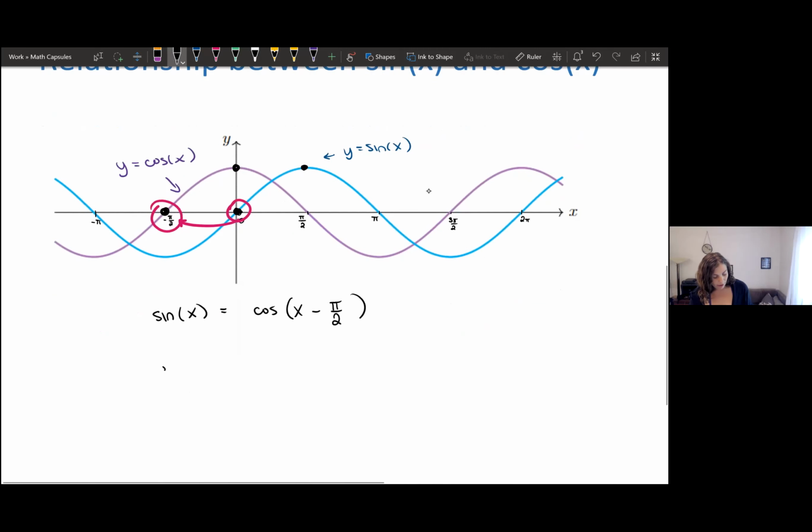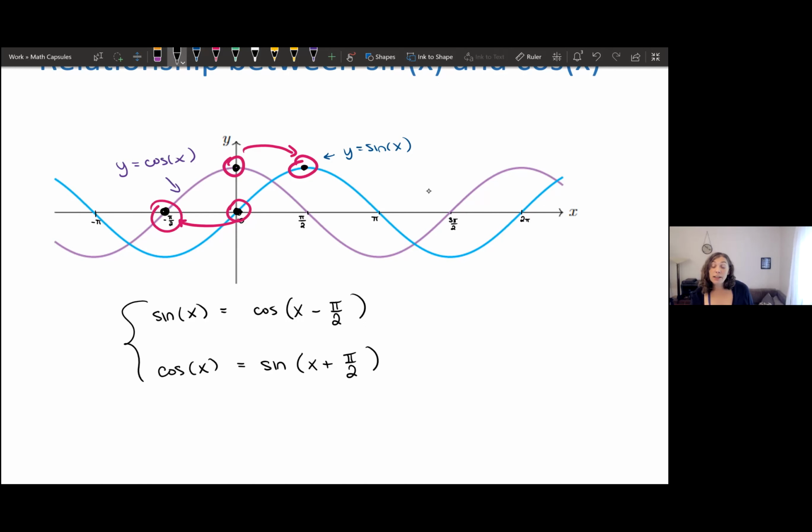Or let me think about it the other way around. Cosine of x equals sine of what? If I wanted to know what cosine of 0 is, where would I look on the sine function to get the same answer? I would have to look over here at pi over 2. So cosine of 0 is the same as sine of 0 plus pi over 2.